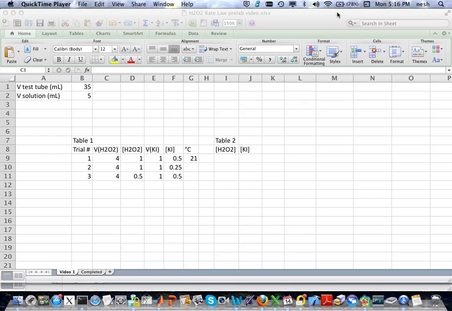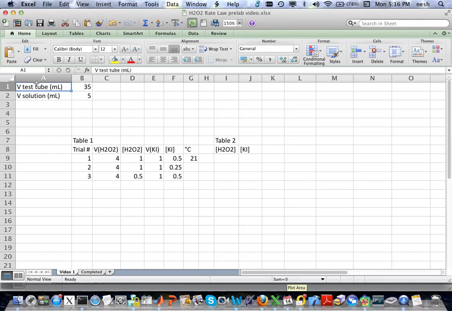Okay, so here are the values that we've got. A test tube maybe has a capacity of 35 mils. All of our solutions in this experiment will be 5 mils, so that's what those are. And let's see, we've got trials 1, 2, 3. You'll want to be doing more trials, but trial 1 has 4 mils of hydrogen peroxide, and the concentration of that stock solution is 1 mol per liter. We're going to combine that with 1 milliliter of potassium iodide, whose stock concentration from the bottle is half molar.